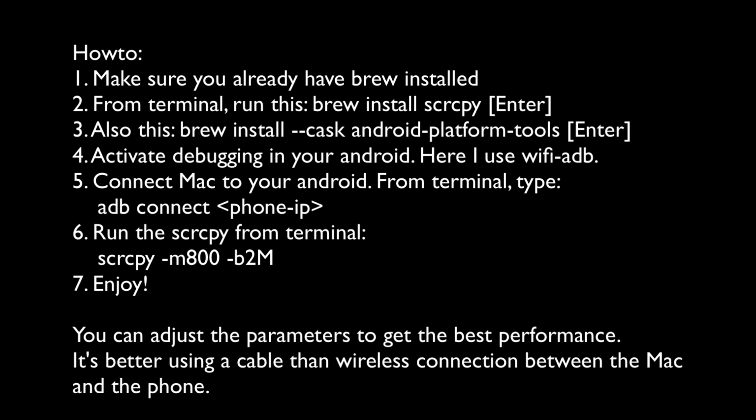6. Run scrcpy from the terminal: scrcpy M800B2M and press enter. 7. Enjoy. You can adjust the parameters to get the best performance. It's better using a cable than a wireless connection between the Mac and the phone.